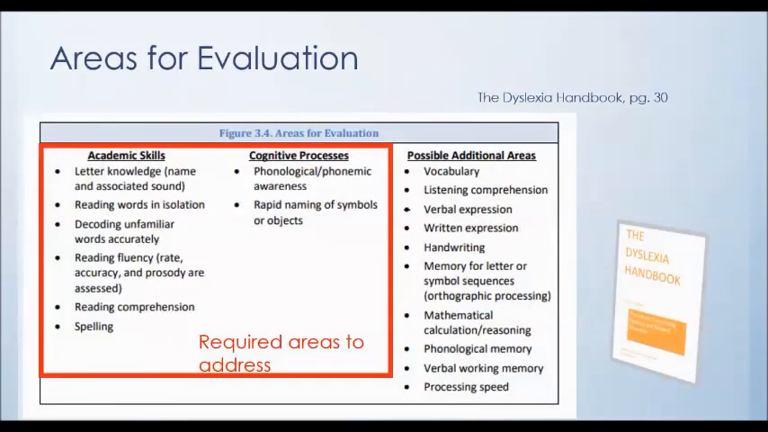The areas for evaluation for the identification of a student with dyslexia are in the academic skills. They will need to be assessed in the areas of letter knowledge and name association sound, reading words in isolation, decoding unfamiliar words accurately, reading fluency, which now we would have to consider the rate, accuracy, and prosody to be assessed for the reading fluency, reading comprehension, and spelling. The cognitive processes to consider are your phonological and phonemic awareness, rapid naming of symbols or objects.